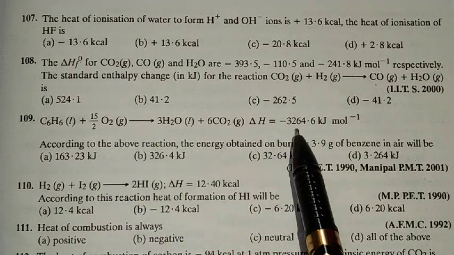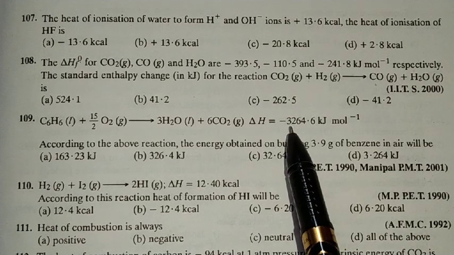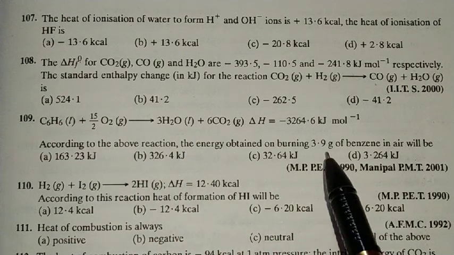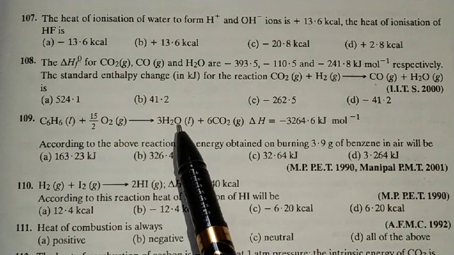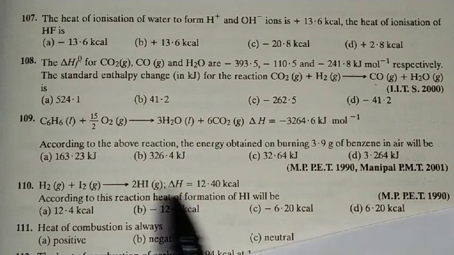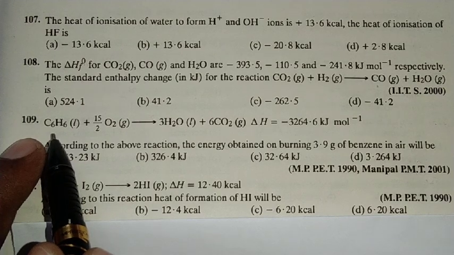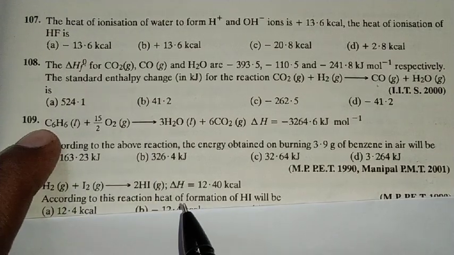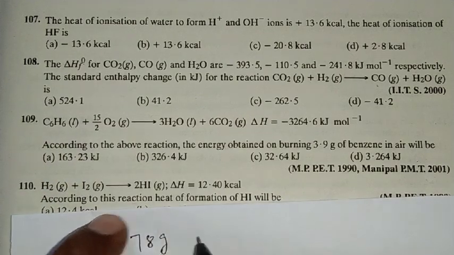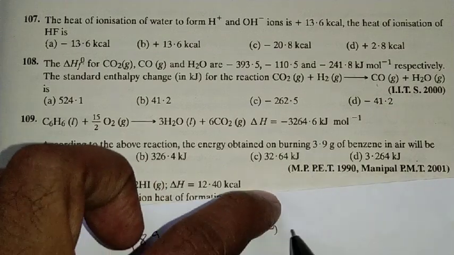The energy is also given already. Delta H, this much heat enthalpy is released. Minus, nothing but it is exothermic. Suppose in this reaction only 3.9 grams of benzene is used, then how much is delta H? It is a very simple question. As per this equation, what is the molecular weight of C6H6? 6 into 12 plus 6 into 1, so 78. So 78 grams of C6H6 releases how much energy?